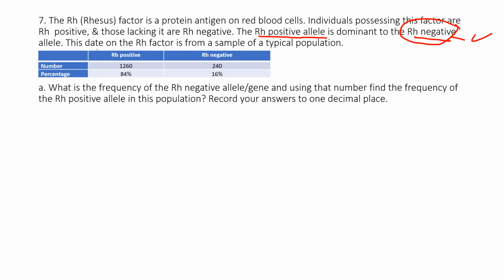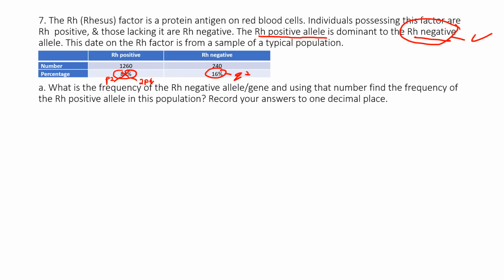So this data on the Rh factor is a sample of a typical population. They're saying 85% of the population are Rh positive, but we don't know if those guys are P squared, homodominant, or if they're 2PQ. So we can't use those calculations. We do know the negative is 16%, and we know that can only be Q squared. That's the value that we're always going to use in our calculations for these types of questions.